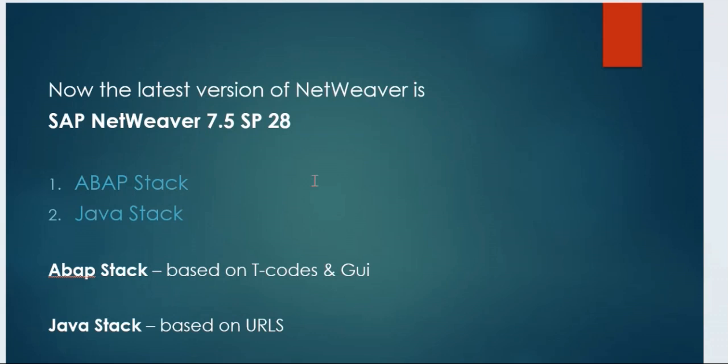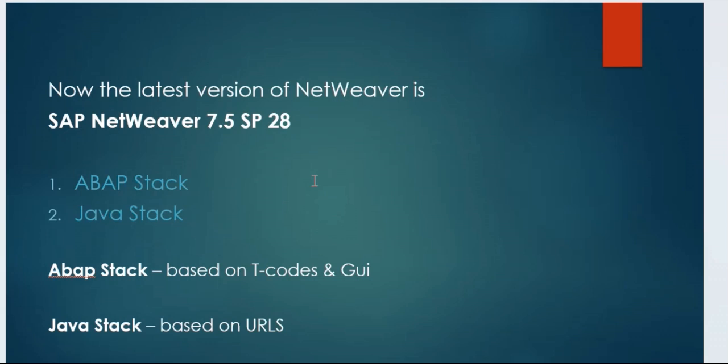So now we will discuss the stack. In NetWeaver, we have two stacks. First is our ABAP stack and the second one is our Java stack. As mentioned here, the ABAP stack is based on T codes and GUI. Basically, it's a transaction code based stack. To operate our ABAP based system, we have to use the T codes.